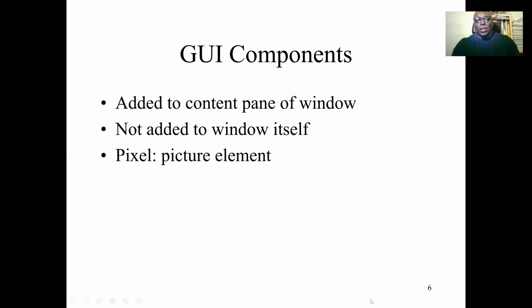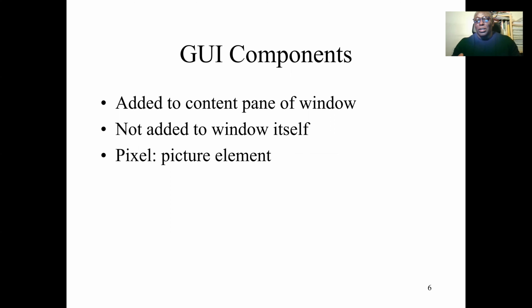So the GUI components we always have to add to the pane of the window. First thing we do is create our JFrame. Again, we are going to see the code step by step. Design your GUI. Then we create our GUI by first creating the frame. When you get the frame, we're going to get the pane object.